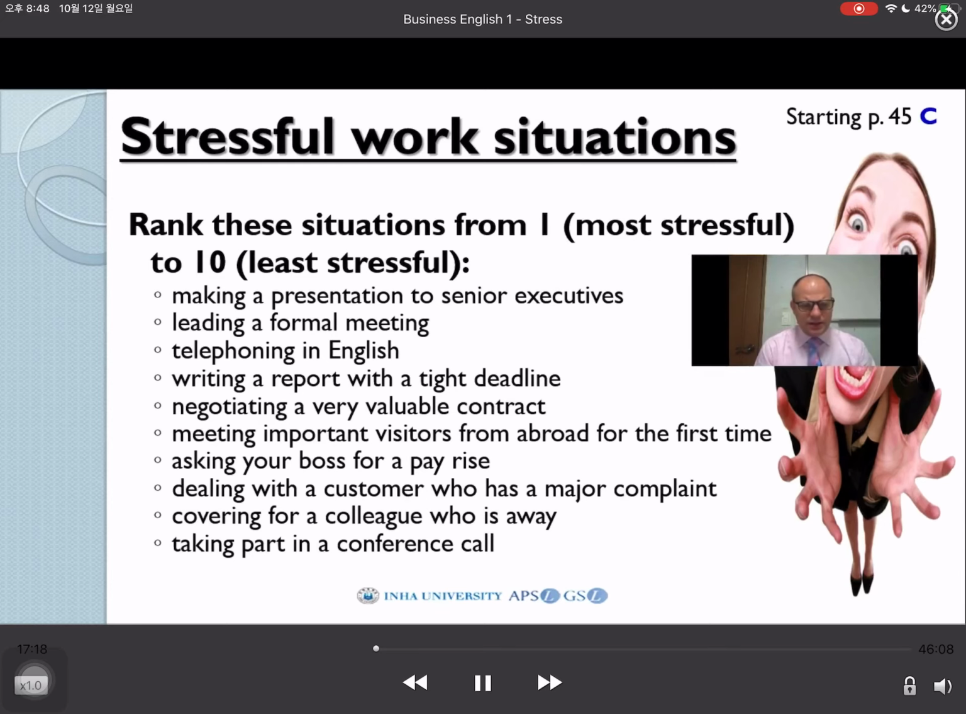Other situations, I think asking your boss for a pay rise, I think I will find that incredibly stressful, because if he says no, then you've kind of got a work problem with your boss. How do you go about justifying that you need more pay? So I think, yeah, asking my boss for a pay rise would be quite a stressful thing to do.